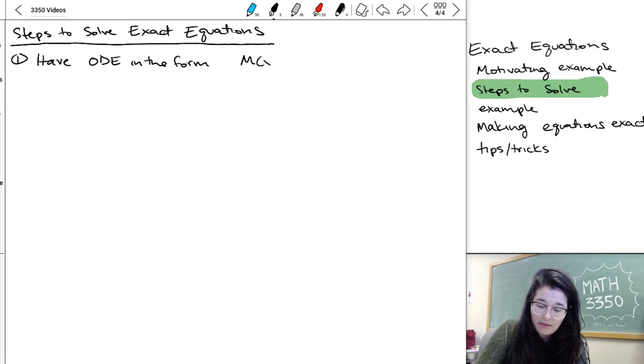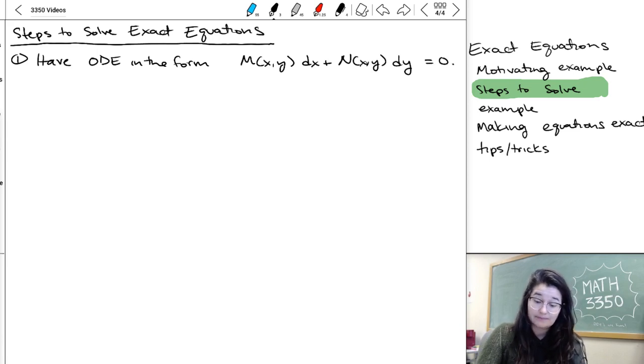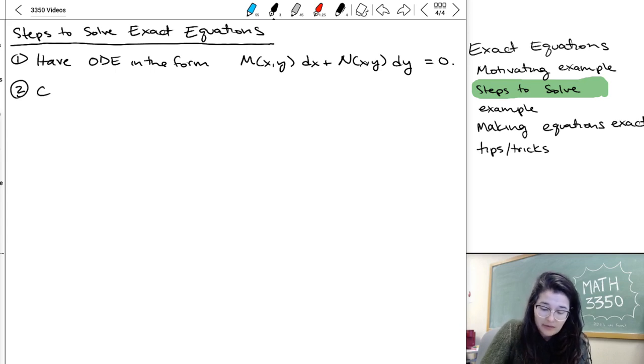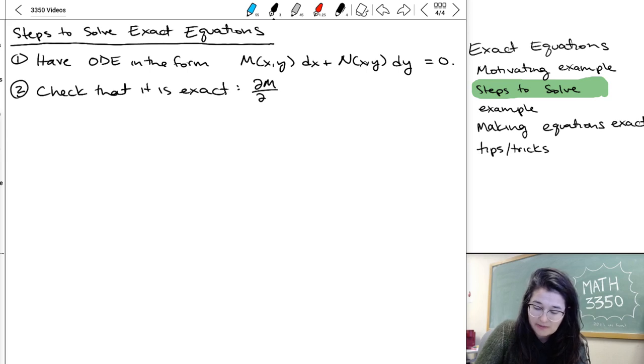So we're going to need some M that can depend on x and y, but doesn't necessarily have to be both like we saw in the previous example, times dx plus N, again a function of either variable, times dy equal to 0. And just like with separable equations, if it's not in that form, you can rearrange it. But we do need to check that it is exact by that partial derivative condition, that partials of M with respect to y and partials of N with respect to x need to be equal.